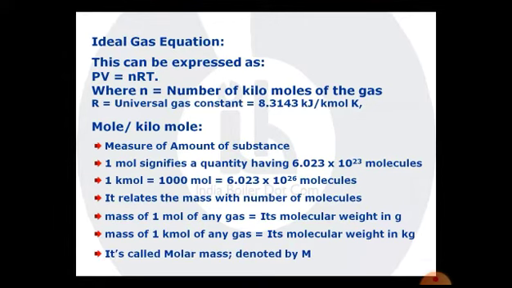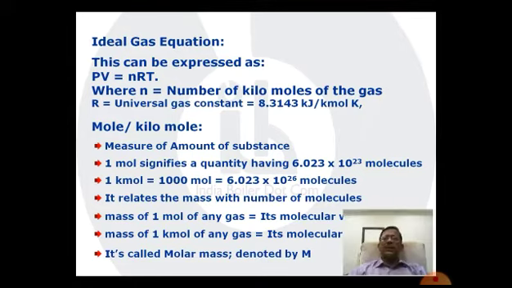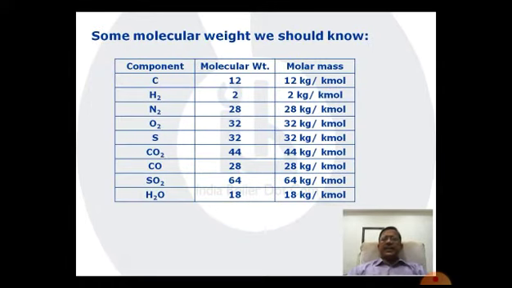This mass of 1 kilomole is also called the molar mass, and it is usually denoted by a capital M. Like mass we denote by small m, molar mass we denote by capital M. I would suggest that you remember certain molecular weights and corresponding molar masses: carbon 12, sulfur 32, hydrogen H2 is 2, nitrogen 28, oxygen 32. If you remember these five, carbon, hydrogen, nitrogen, oxygen, sulfur, I think that would serve the purpose so far as BOE is concerned.